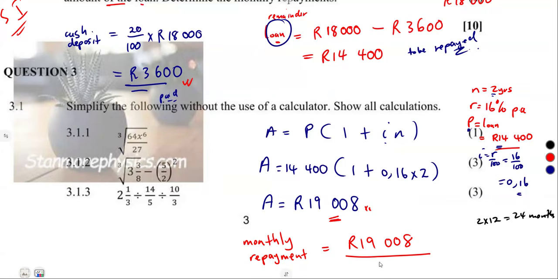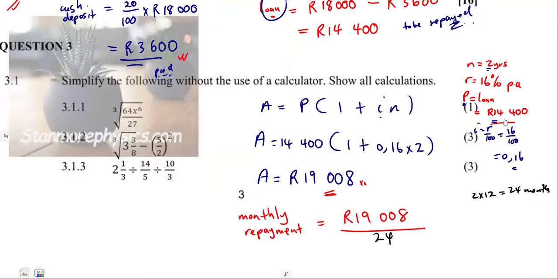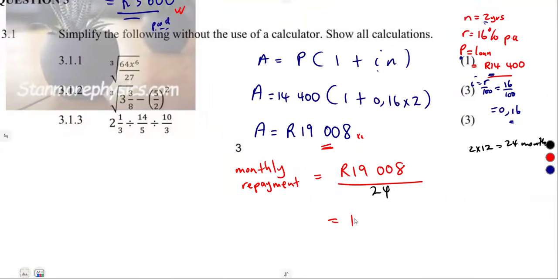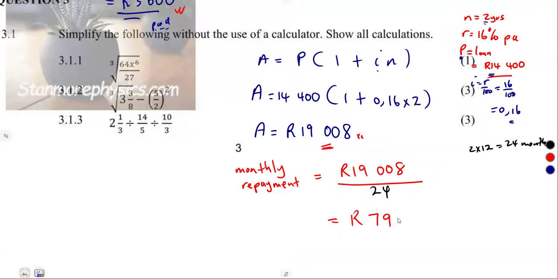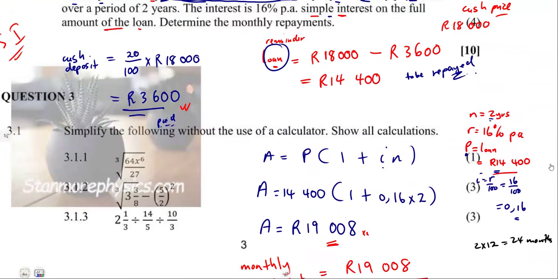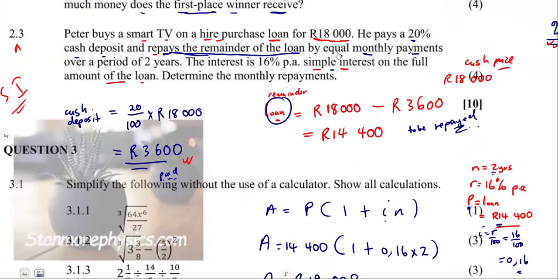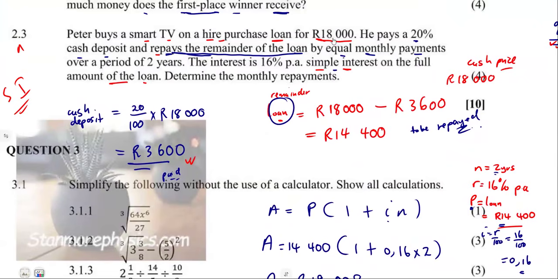So it's 24 months over 24 here. So that's it. You are going to obtain the monthly repayment. Divide by 24, and that's 792. So that's 792 per month. This is what you must pay to cover up the loan which you took of 14,400. After paying a cash price, he had to take a loan of 14,400. The 18,000 is not the loan, it is the cash price of the television.